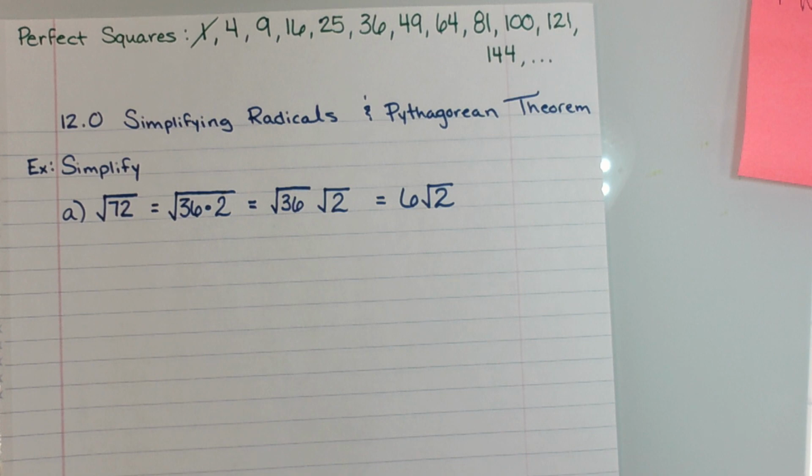So be careful. Make sure you only drop a square root symbol when you actually take the square root. We took the square root of 36. That's why the square root symbol went away.